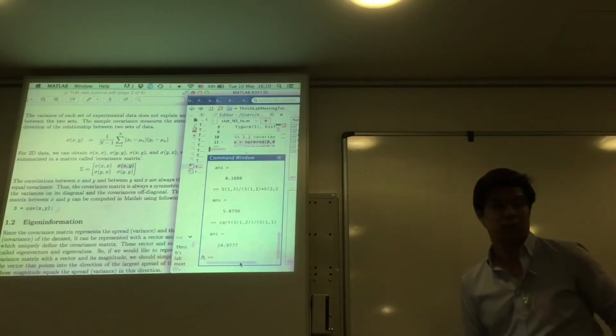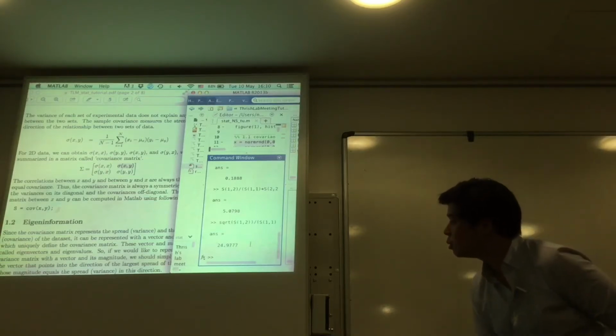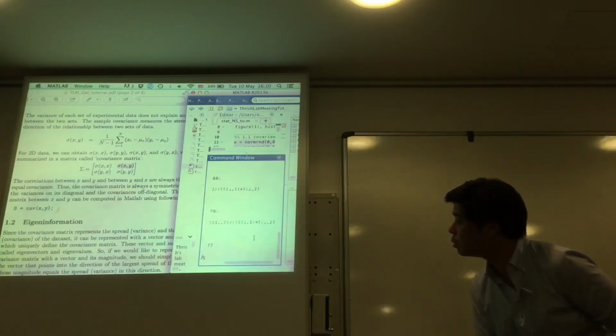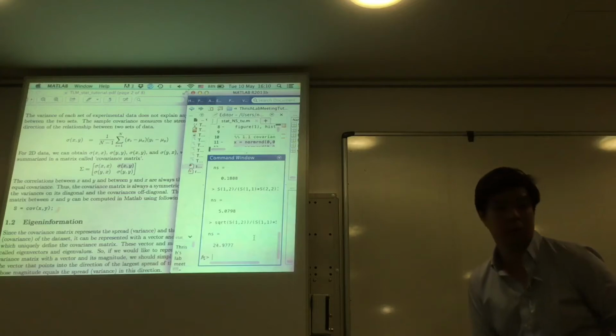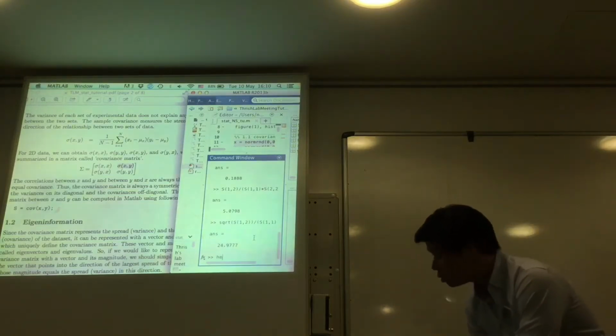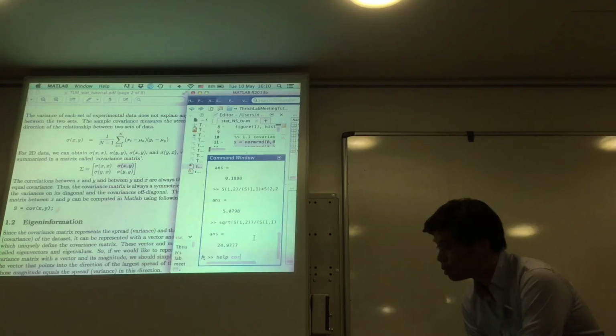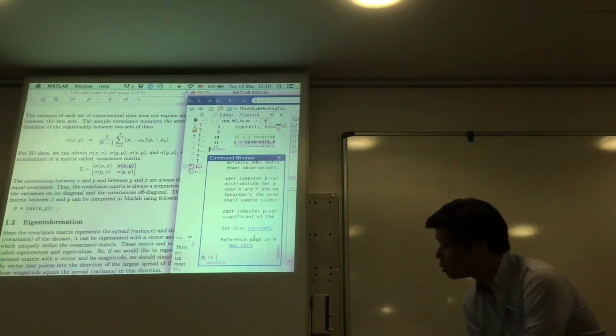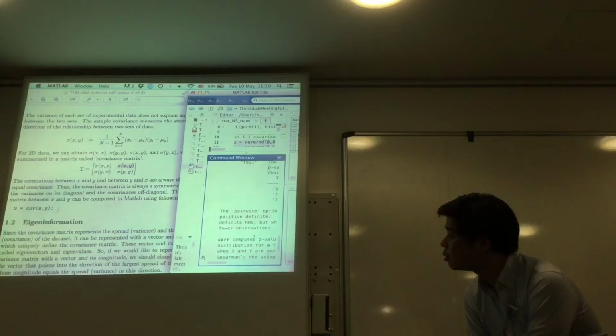The way you are dividing is something. Can you do help CORR? Yeah, CORR. That's correlation coefficient. Ah, okay. Yeah. And then it will have the equation.